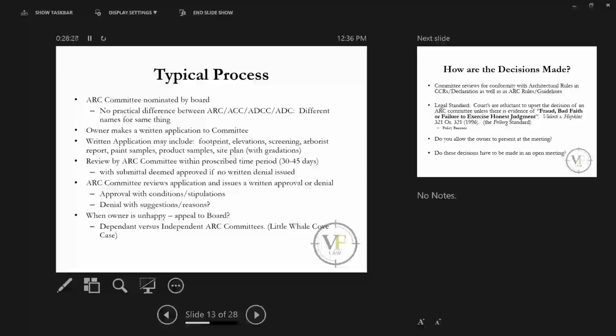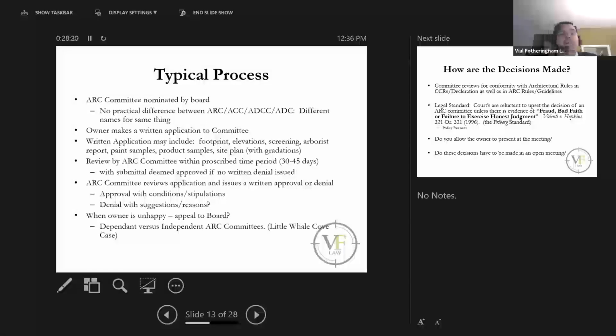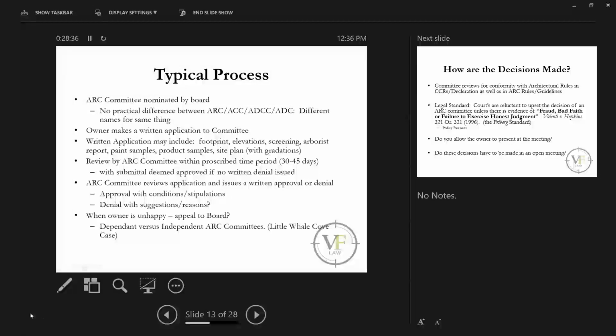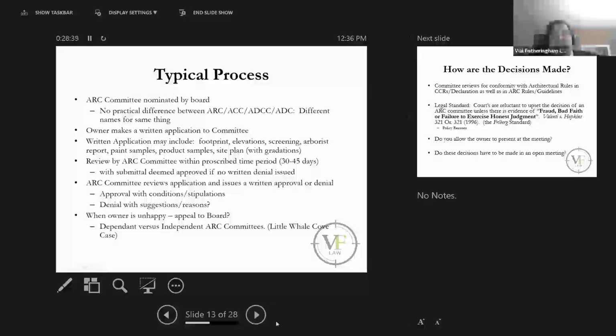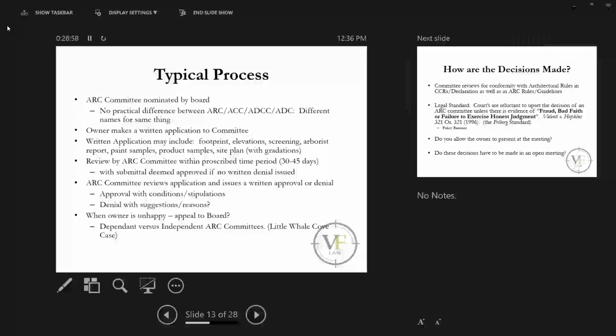And so the important thing to remember here is that if you have an Architectural Review Committee that consists of board members, then you need to ensure that you don't have a quorum of the board on the committee. Because if you have a quorum of the board on the committee, then whenever the committee meets, that's a board meeting under Oregon law, which means you have to give notice and you have to invite all of the homeowners.